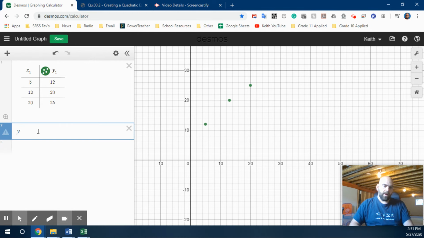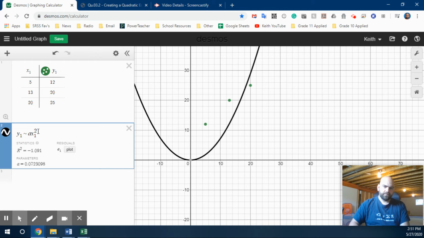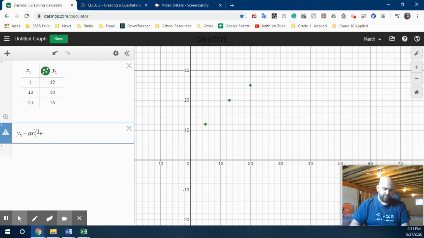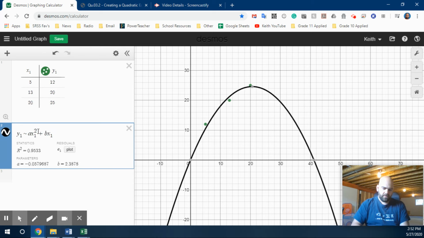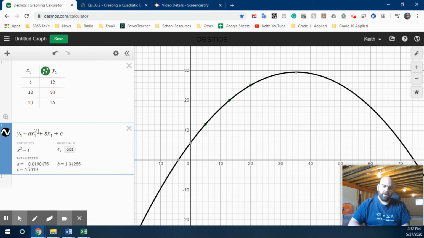So y1, and then the little tilde sign there. Remember, that is right beside the number 1 key. We do shift and then that. And then we do ax1 squared. And you notice that the one we have right there is not even close at this point, because we haven't given all the information yet. bx1 plus c. And boom, look at that. It goes through all 3 points really nicely, which matches up perfectly.